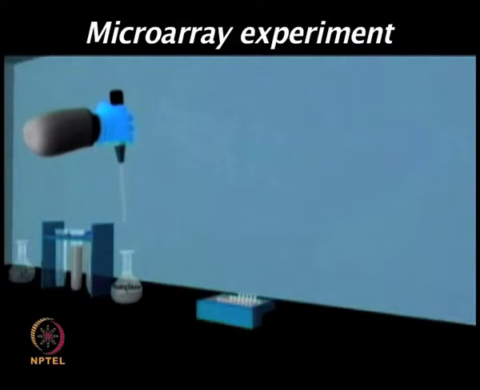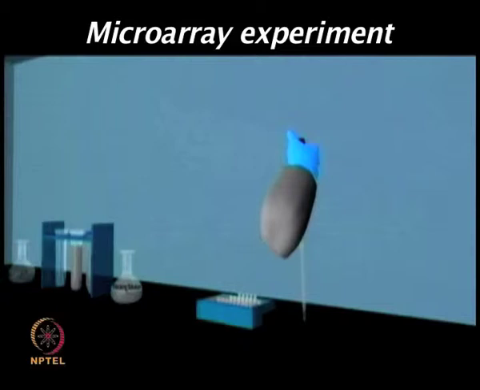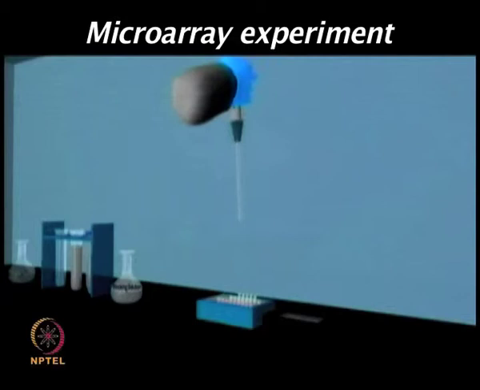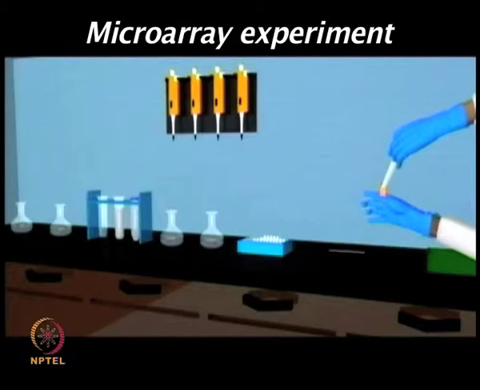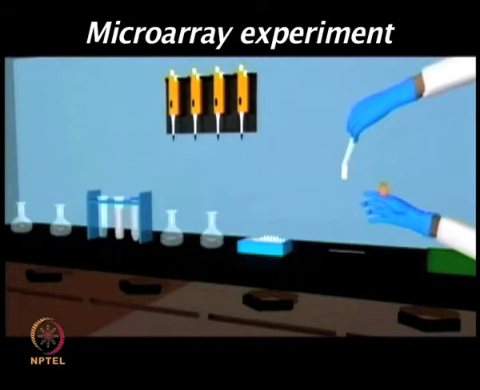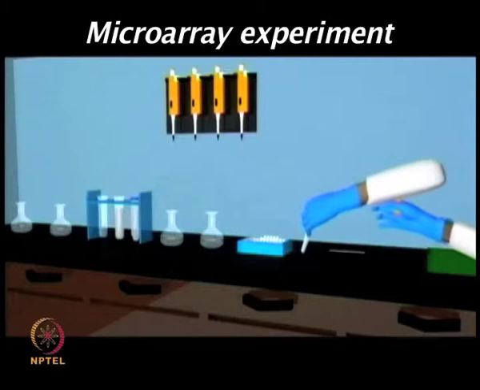Blocking can be performed by using milk, it can be performed by using BSA, super block, as well as scientists prefer a cocktail of different reagents which could be used for the blocking solution. Now typically blocking can be performed at room temperature for an hour on a rocking shaker, or it can be performed at 4 degrees overnight in the cold condition.